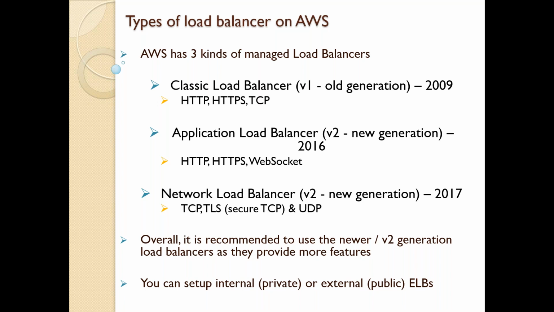So other than that, we have 3 kinds of managed load balancer. One is classic load balancer, which is an old generation load balancer, and that is getting retired, I think, in August or September. We will see the date. Classic load balancer supports HTTP, HTTPS, TCP, and UDP. All the protocols it supports. It doesn't segregate whether you are in the application layer or in the network layer, based on the OSI model. So application load balancer and network load balancer are version 2 new generation load balancers, ALB and NLB.